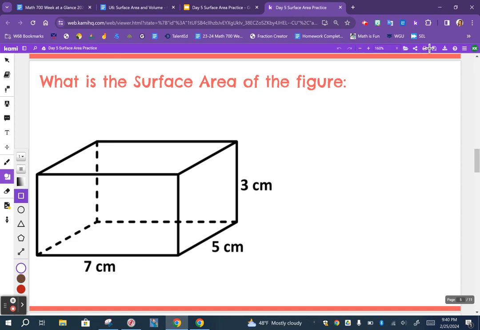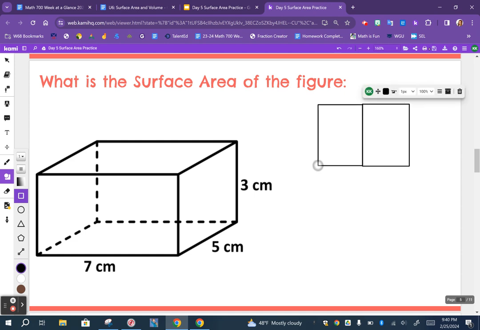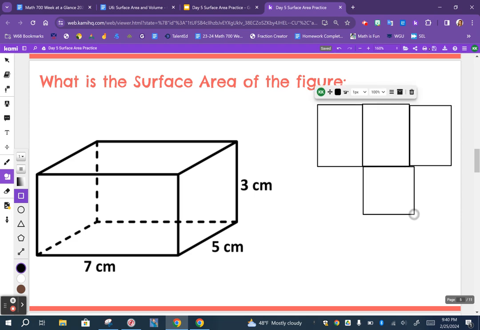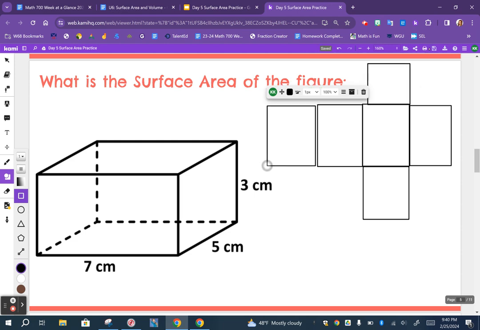So we can start with a rectangle. And this rectangle will resemble this 7 by 5 rectangle on the bottom. And then we will need rectangles all around it, since all the shapes on this prism are rectangles. And then we'll need one more for the top.